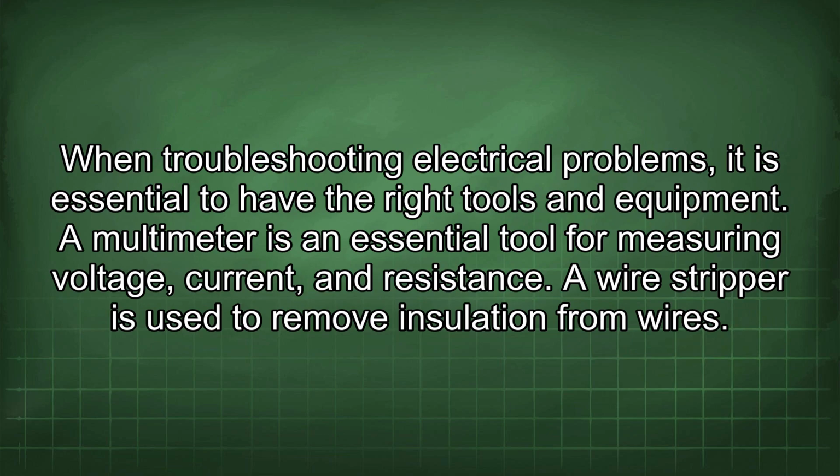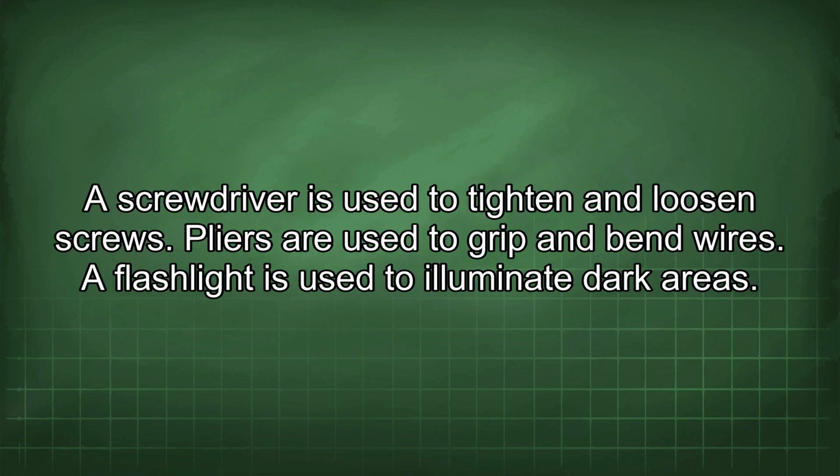When troubleshooting electrical problems, it is essential to have the right tools and equipment. A multimeter is an essential tool for measuring voltage, current, and resistance. A wire stripper is used to remove insulation from wires. A screwdriver is used to tighten and loosen screws. Pliers are used to grip and bend wires. A flashlight is used to illuminate dark areas.